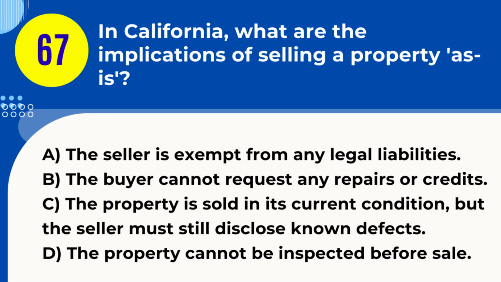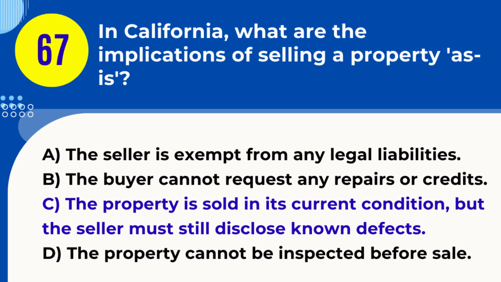Question 67. In California, what are the implications of selling a property as is? A. The seller is exempt from any legal liabilities. B. The buyer cannot request any repairs or credits. C. The property is sold in its current condition, but the seller must still disclose known defects. D. The property cannot be inspected before sale.